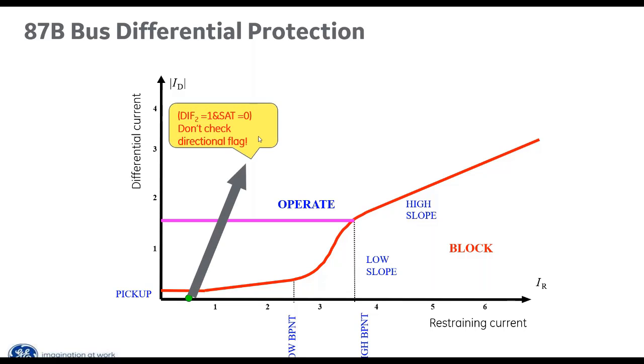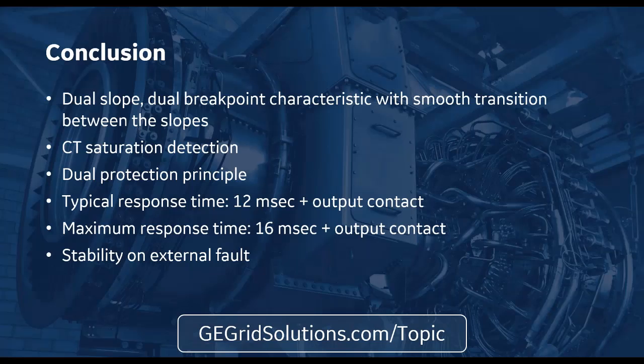And if I go further up within region 2, I know I have an internal fault without CT saturation. I don't need to check the saturation or directional flag. I can operate very quickly.